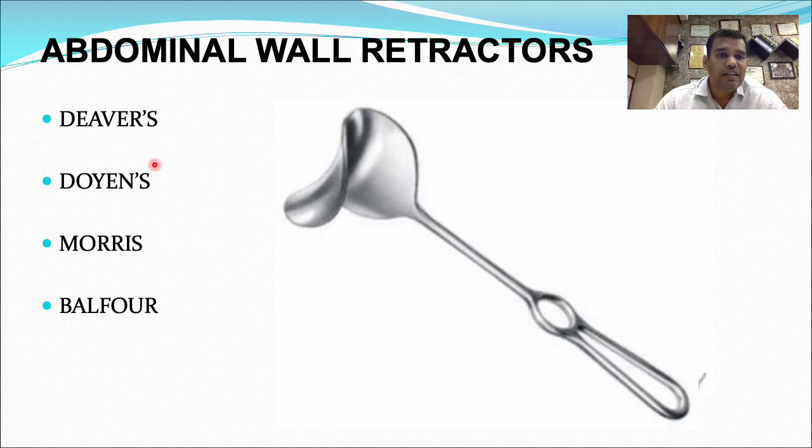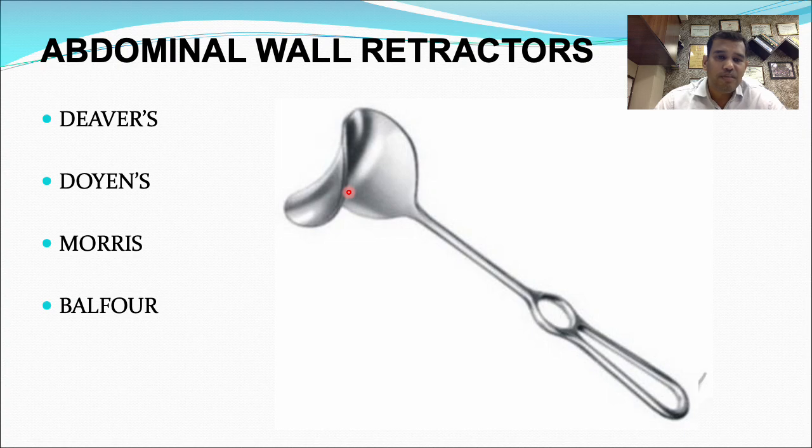Next, this is a Doyne's abdominal wall retractor. Mind it, this is the blade of the Doyne's abdominal wall retractor. This is the handle or the shaft, or this is the finger bow. You keep your index finger in this, and then you retract it, pull it down. So the blade, you can observe, is actually a C-shaped blade, and it has a curve over the surface also. This is very important, a curved surface and a C-shaped blade. This is used to retract the abdominal wall.